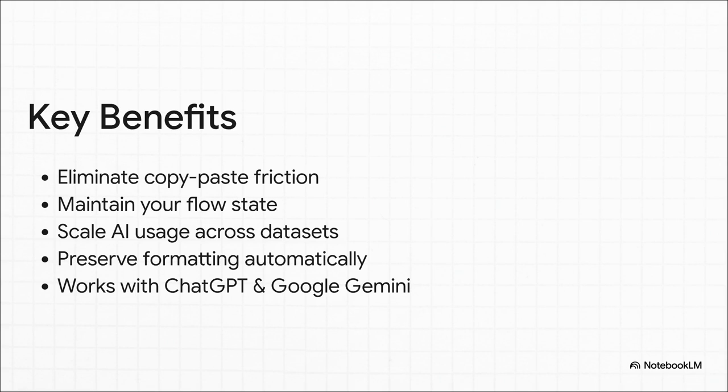Third, you can finally scale your use of AI across huge datasets, hundreds, even thousands of rows. Fourth, that automatic encoding means your prompts arrive perfectly every time. And finally, yeah, it's versatile. It works with both ChatGPT and Google Gemini, so you're covered.